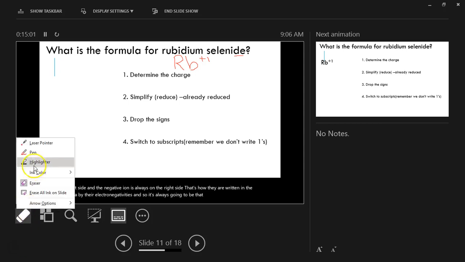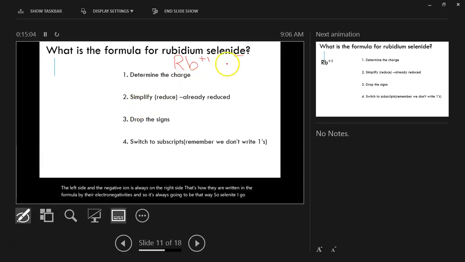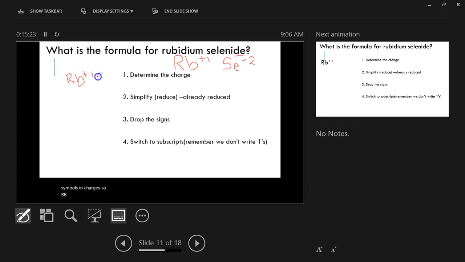So selenide, I go find selenium, and it is an Se, and how far away is it from the closest noble gas? It's 2 away from krypton, so it's a negative 2. Okay, so the first step is symbols and charges. It's writing those symbols and charges. So Rb plus 1, Se minus 2. Second step, reduce if you can. Well, you can't reduce a 1 and a 2 because 1 is as far down as it can go. So check, it's already reduced.